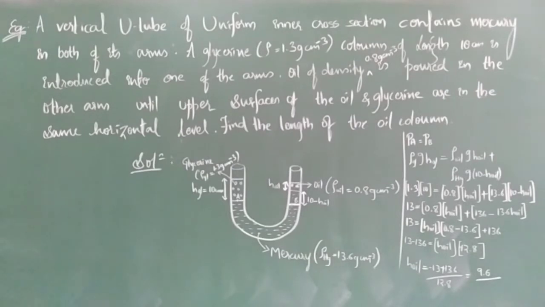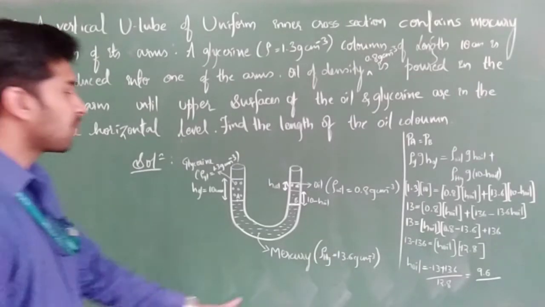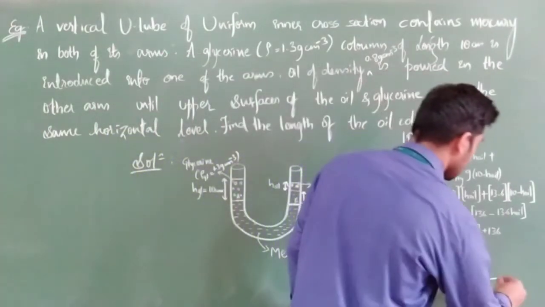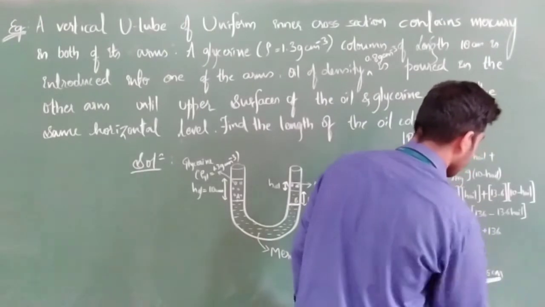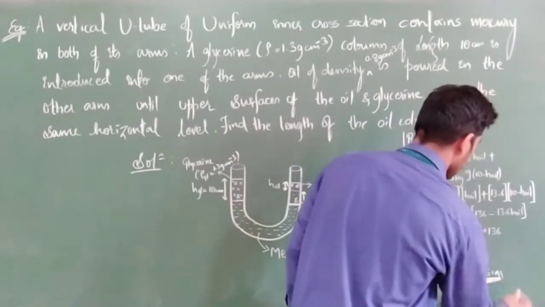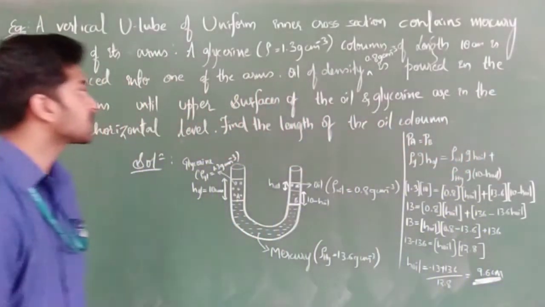Shall I erase the board? So finally, this value will be in the units of what? All the units are in CGS system. That's why 9.6 centimeters. Okay. So 9.6 centimeters.